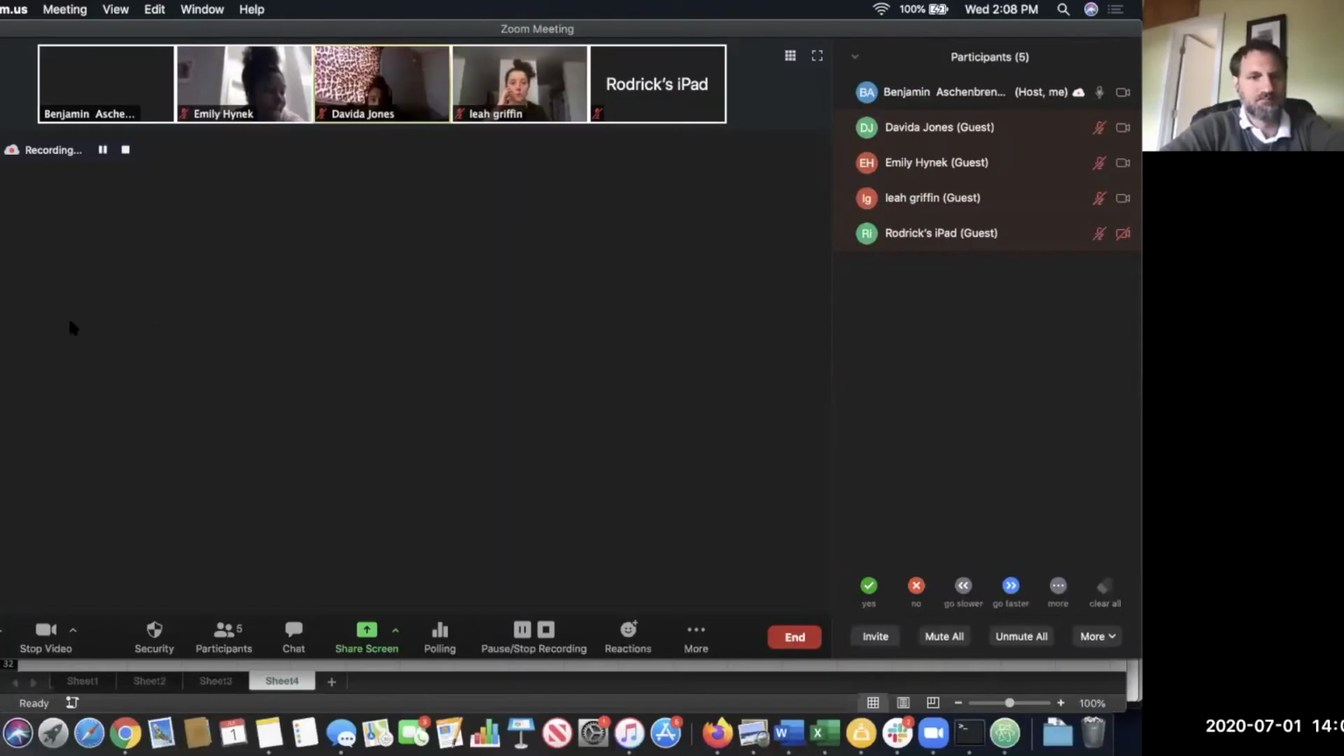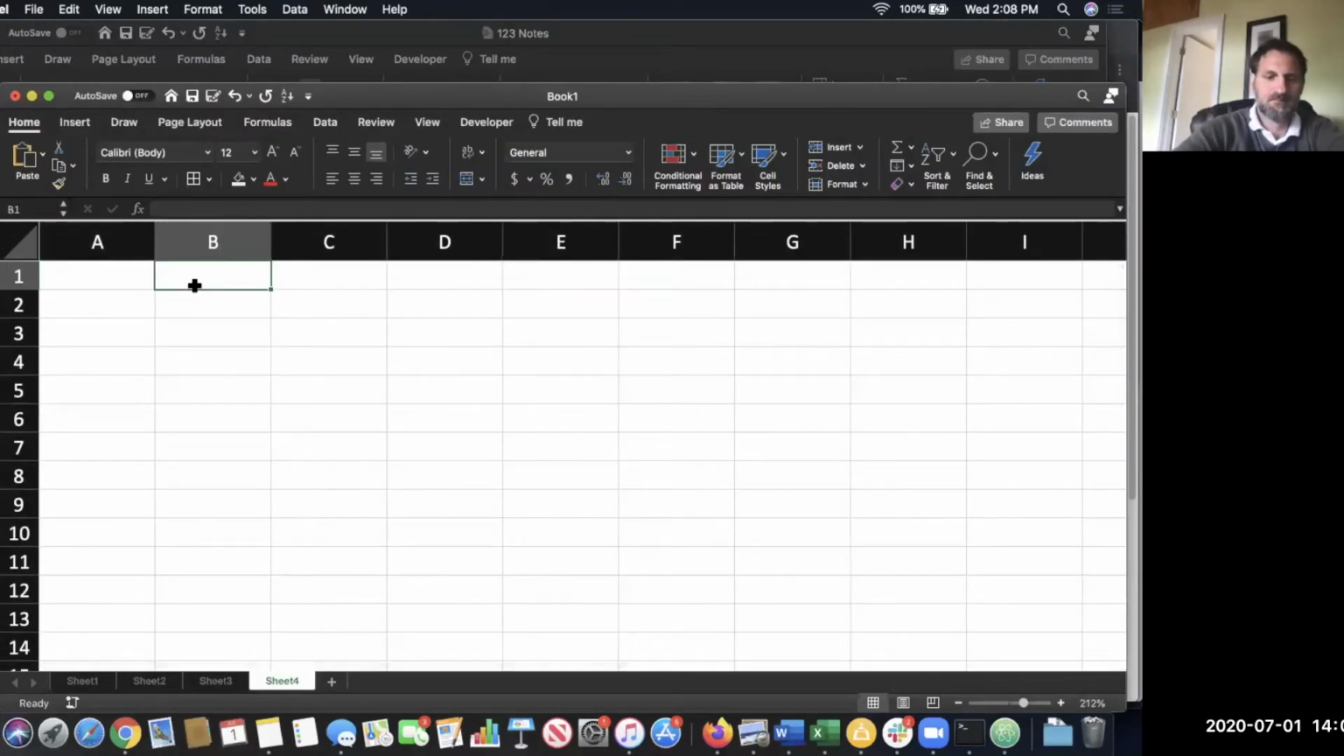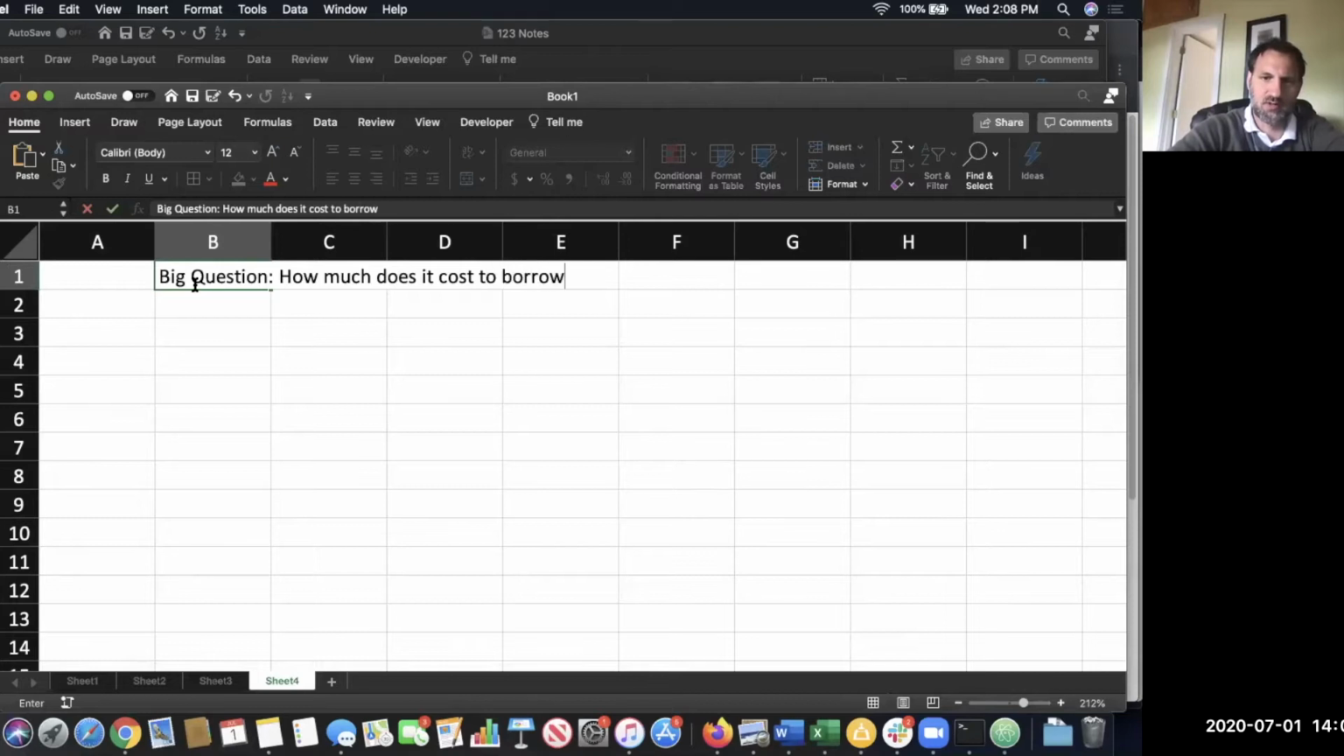And these will form the basis of our Project 2 work, where we're focused on the question, how much does it cost me to borrow money? So let me start with that framework. The big question is, how much does it cost to borrow X dollars?